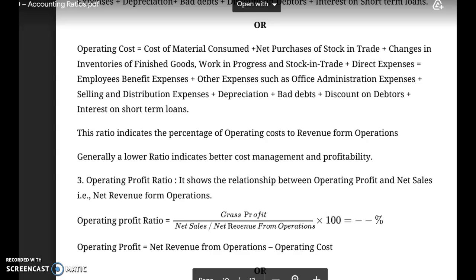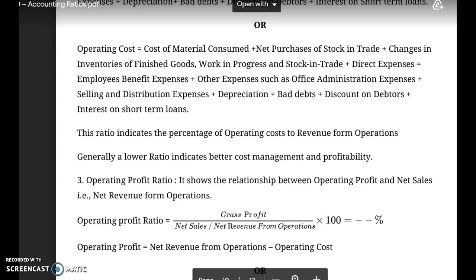The lower this ratio is, the better is the result. Suppose the operating ratio is 70%, which means that 70% is operating expenses and 30% lies in the margin. Suppose in another case it is 85%, it means the margin has reduced from 30 to 15%. So it is not better as compared to the first calculation we did. This way we calculate the operating expense, operating cost or operating ratio.